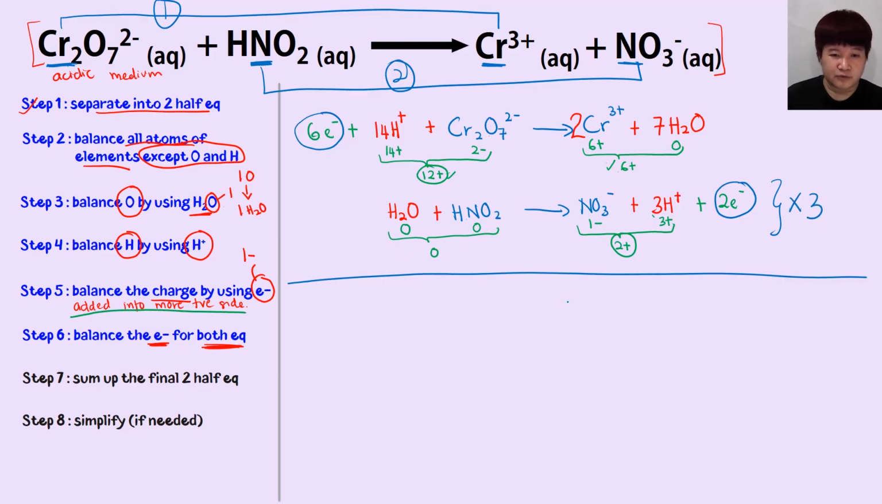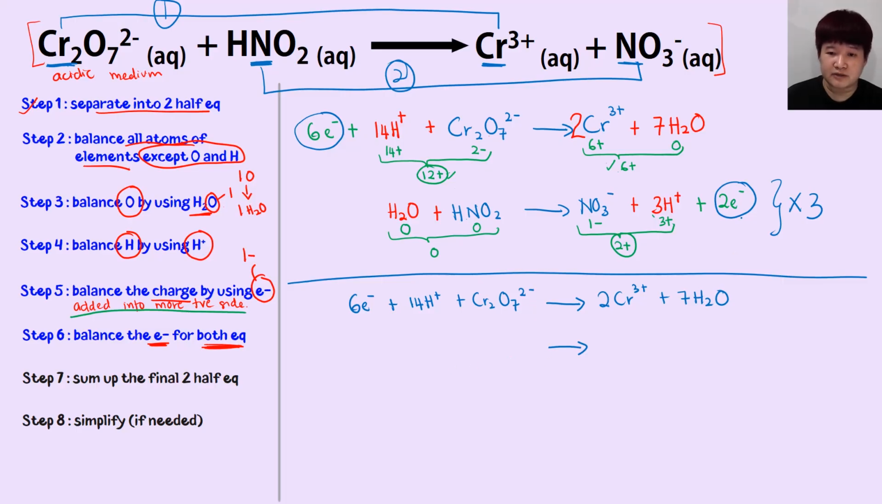So we recopy the equation so that it's easier for you to go further down to your step 7 and 8. But when you recopy them, make sure the arrows for both equations are aligned. For the first equation, we do not need to do anything because it's already 6 electrons. When the 2 electrons in the second half are times 3, we will have 6 electrons. So the first equation, we just copy back. 6 electrons plus 14H plus, Cr2O7 2-, and 2 Cr3 plus 7H2O.